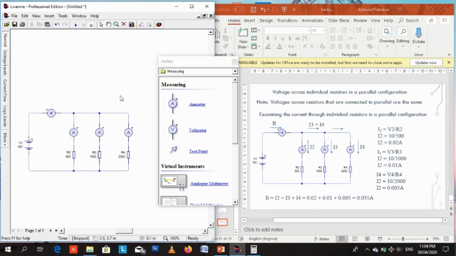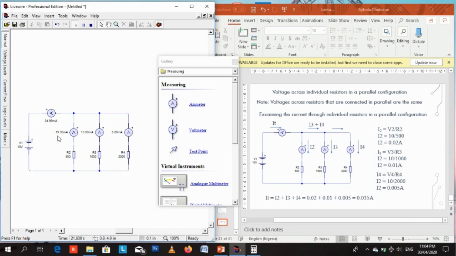So that's 0.035 split. Okay, let's run the simulation to verify. When we run the simulation, we see that I4 is 5 milliamps. 5 milliamps is 0.05. So this is correct. Now 10 milliamps is the same as 0.01 amps.